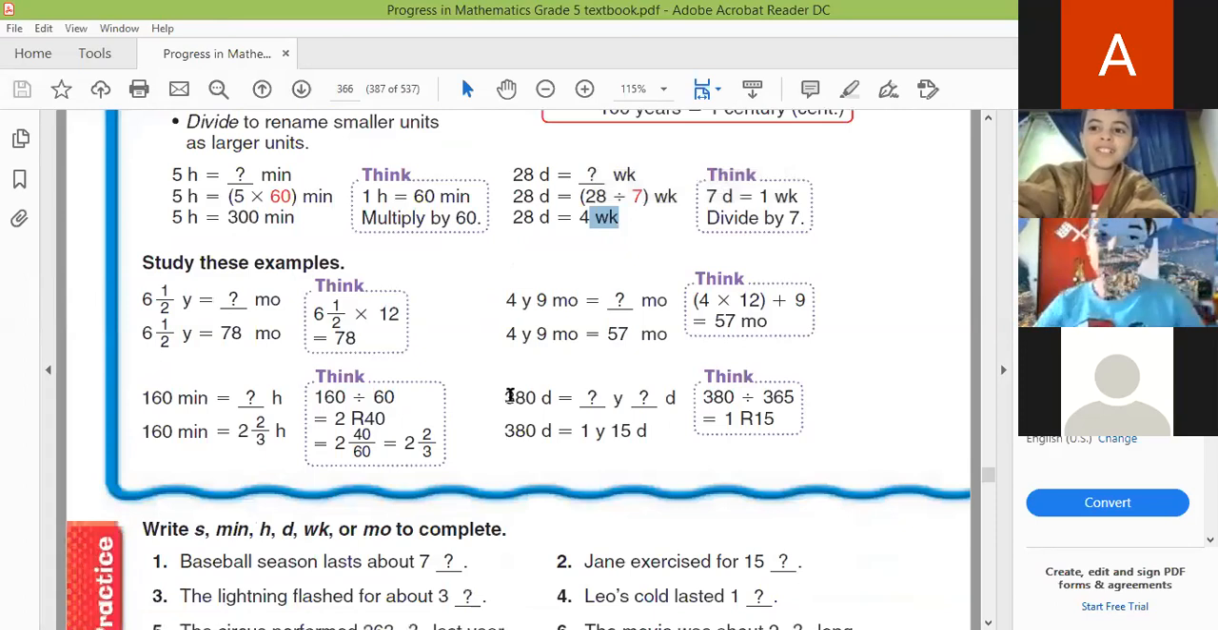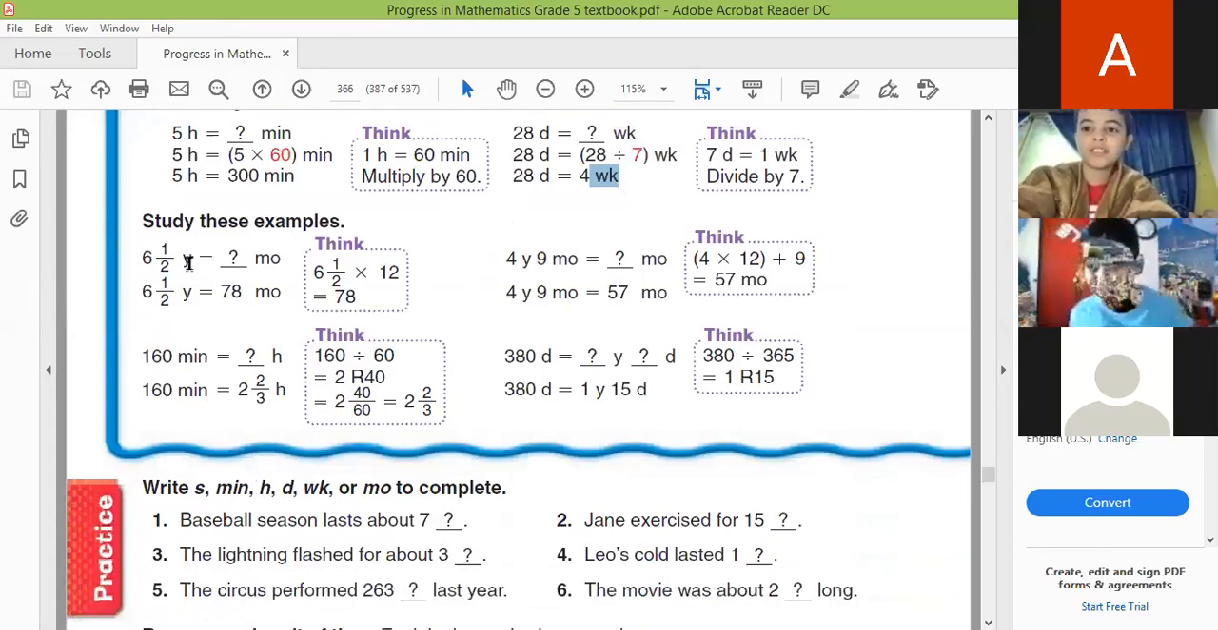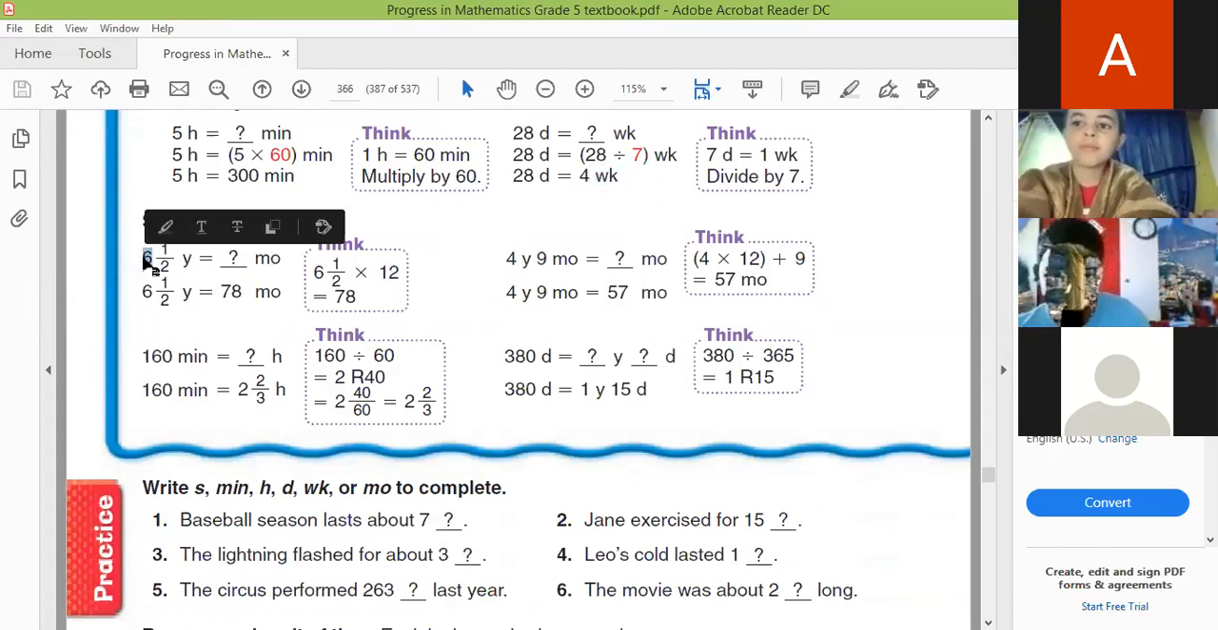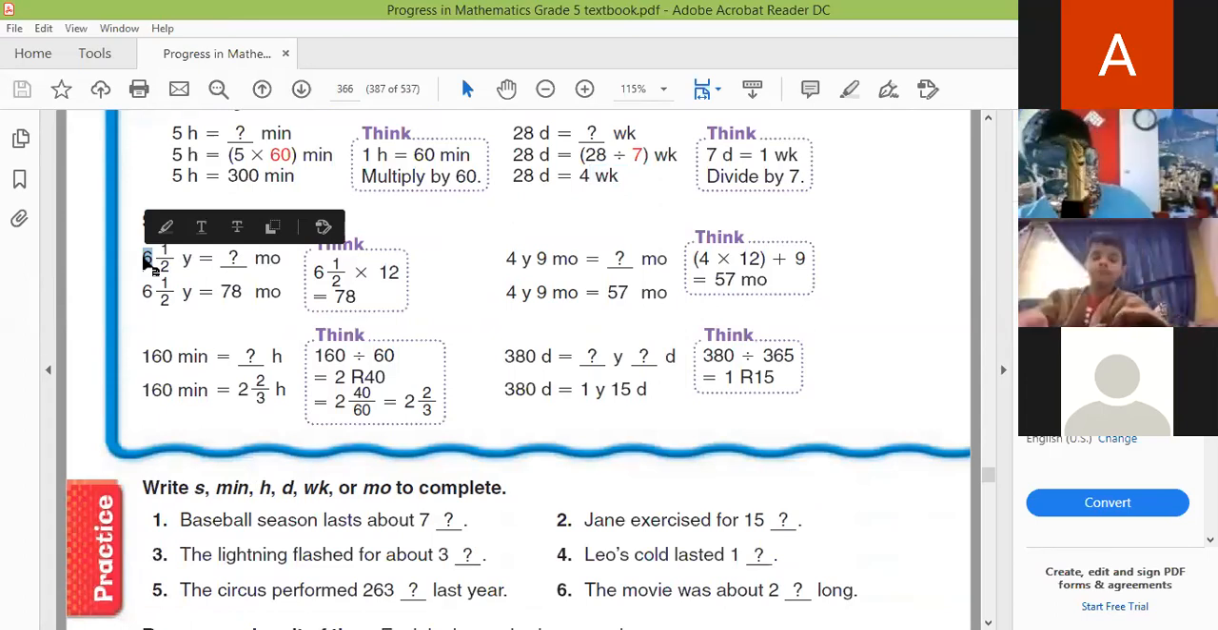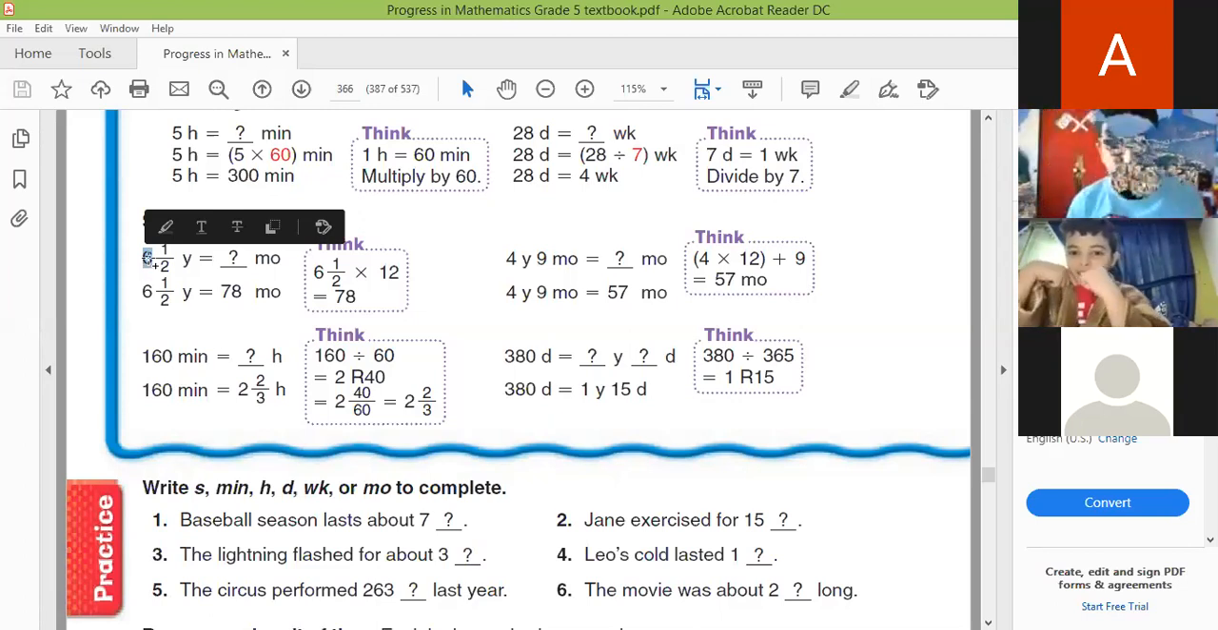Look at here, study these examples as well. We have 6.5 years. In 6.5 years, how many months are there? First calculate in 6 years, how many months are there? 6 times what? Just tell me in 1 year how many months? 12 months. Now what you will do? 6 times 12.